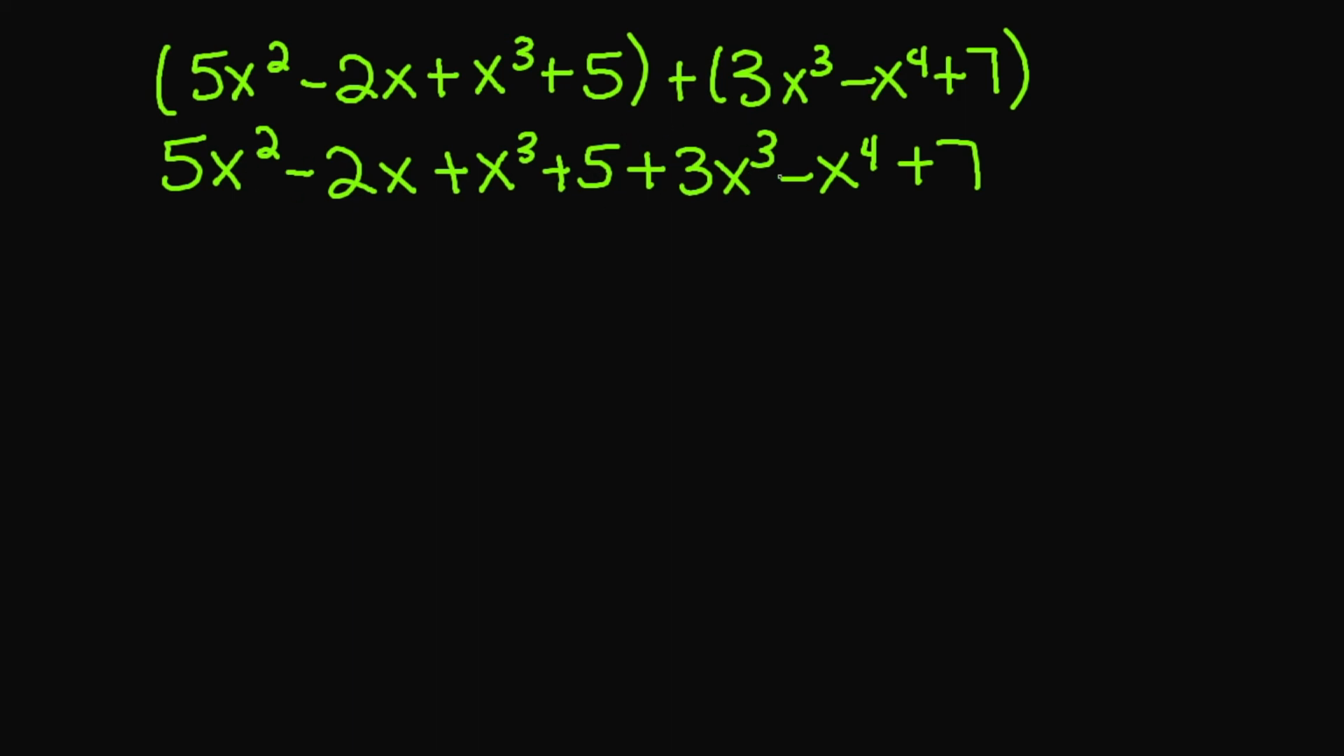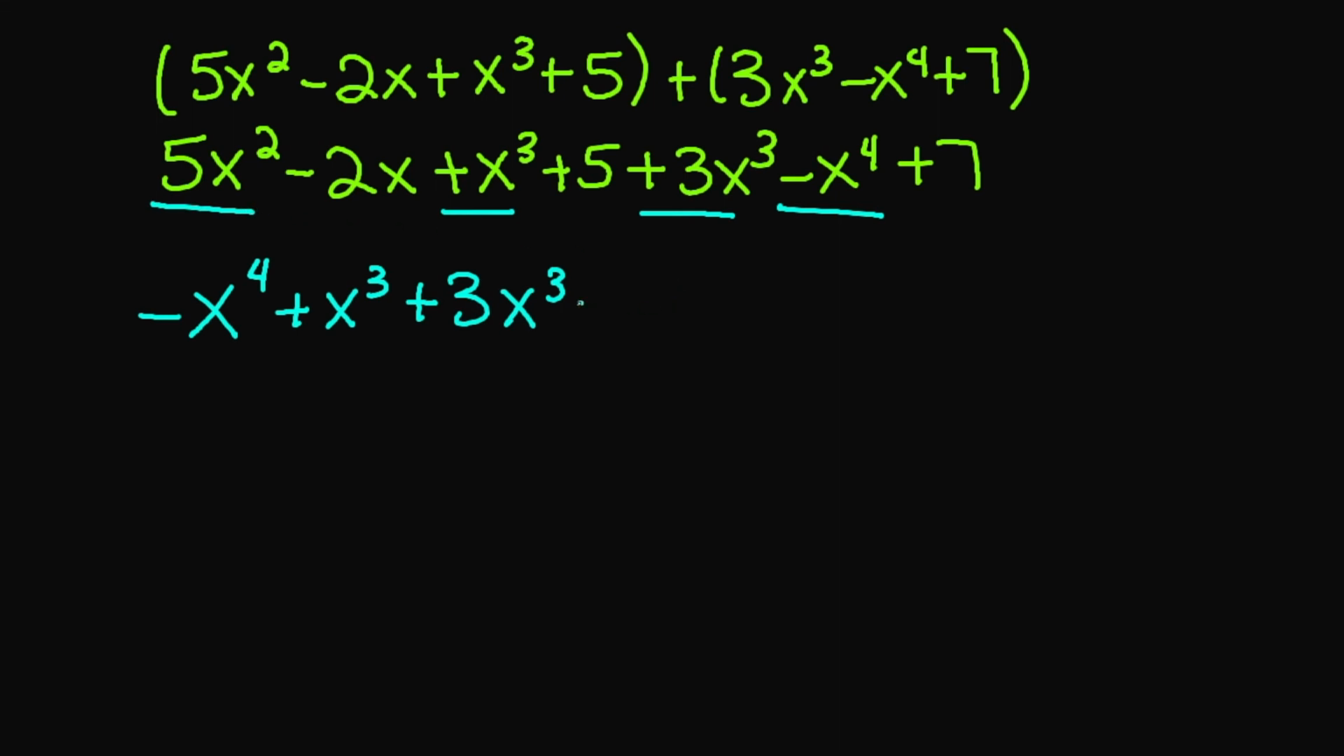So first, the highest degree that we have here is negative x to the fourth. So I'm going to start with negative x to the fourth. Next we have positive x cubed here and a positive 3x cubed. So I'm going to write plus x cubed plus 3x cubed. Next we have a positive 5x squared, so plus 5x squared. And then we have negative 2x, so I'm going to write negative 2x. And then we have 5 and a 7, so I'm going to write plus 5 and plus 7.